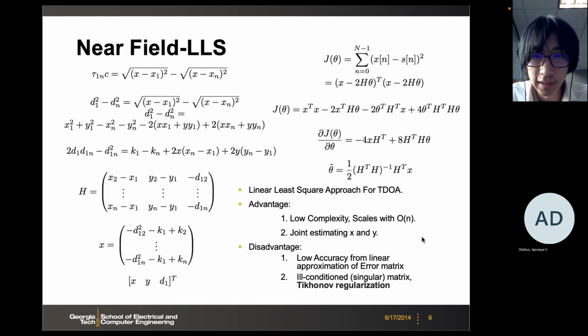The first one is called the linear least square. And here we show the math. There are some advantages. The first one is it has a relatively lower complexity and directly estimates the X and Y. But the disadvantage is that it has a lower accuracy compared to the other linear approaches. Also, the estimator requires a matrix inversion, which might be ill-conditioned due to it being singular.